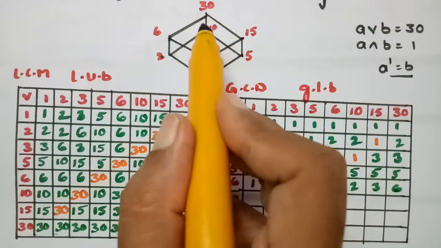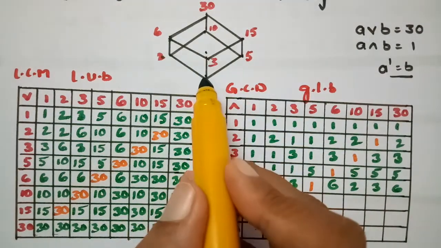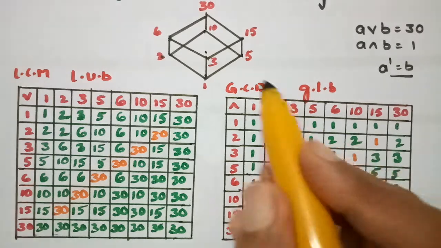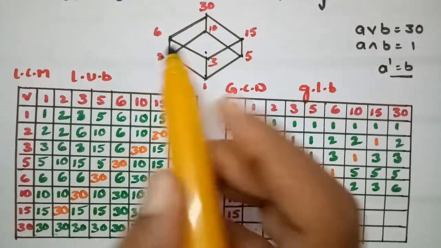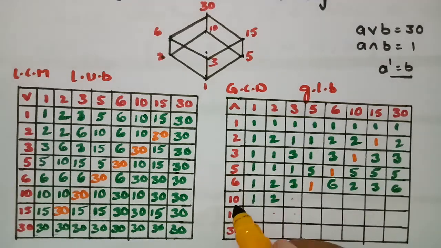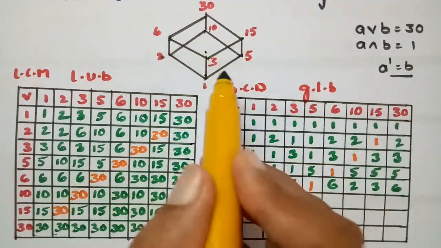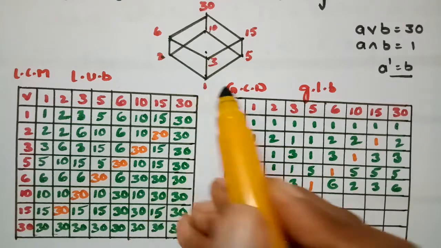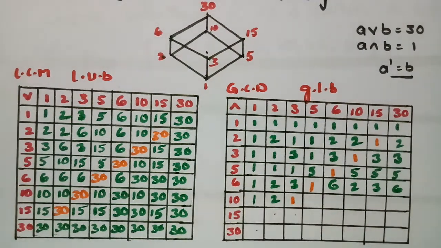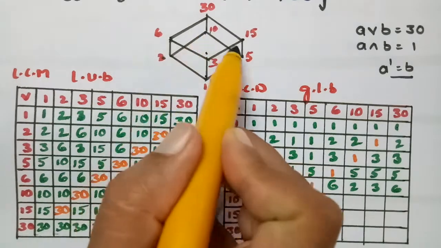And coming to 10 and 1, the minimum element here is 1, the least element. And 10 and 2, the lower bound is 2. 10 and 3, if you observe, they meet at a point 1. And next one 10 and 5.